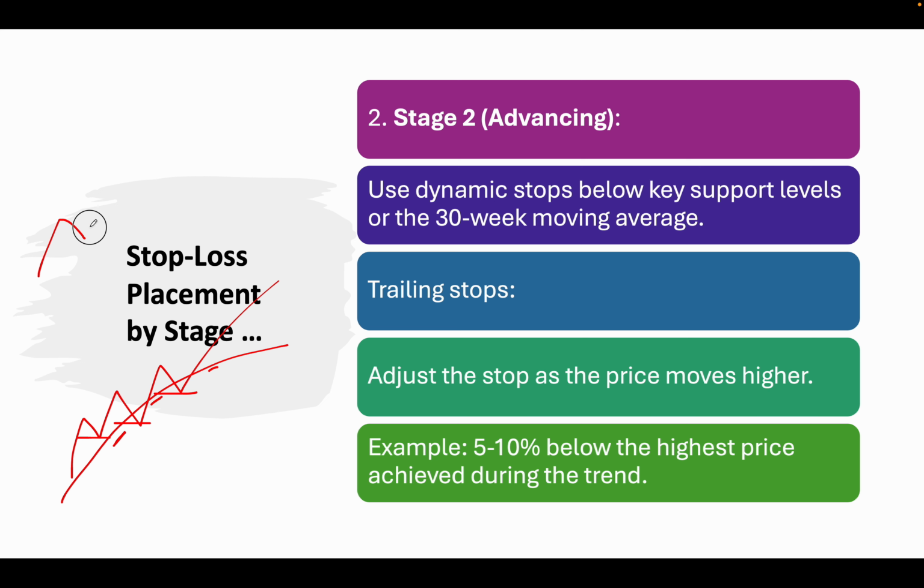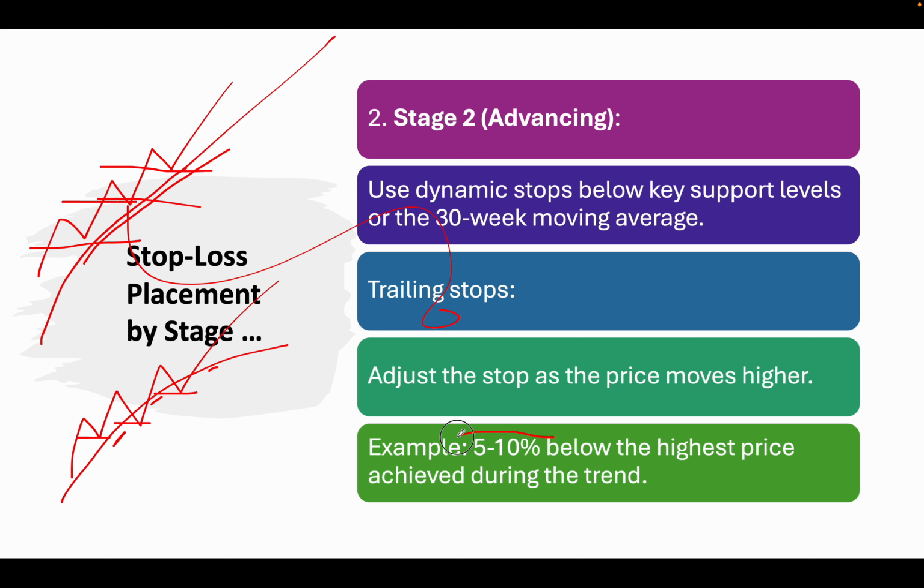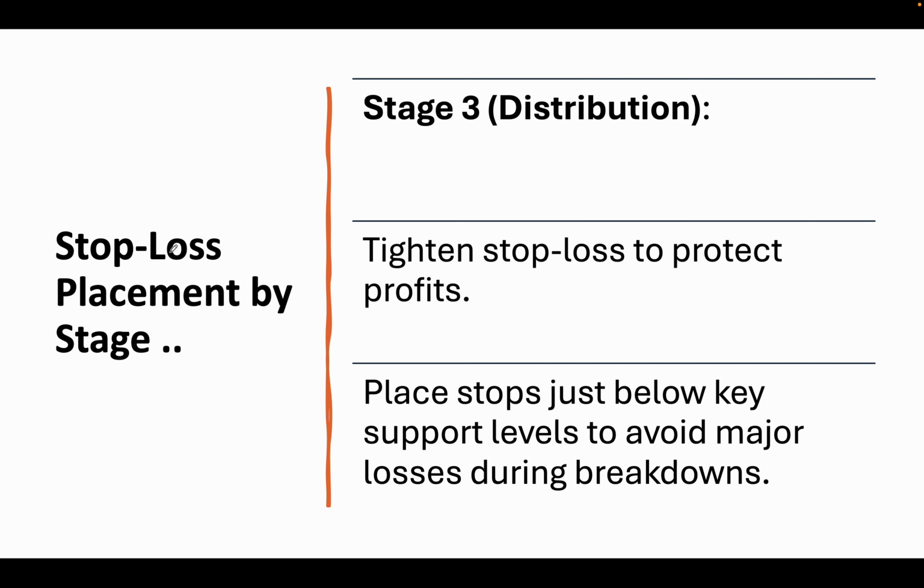So let me draw it again, and let's say this is the moving average, 30-week moving average. So your stop loss should be either below this 30-week moving average or below this well defined support, or you can do 5% or 10% below the highest price achieved in the trend. So if you take this highest price, then below this 10% or 5%, that can be your trailing stop loss.